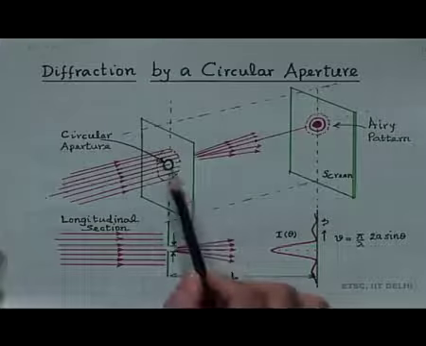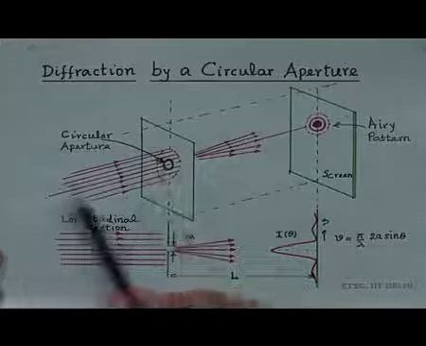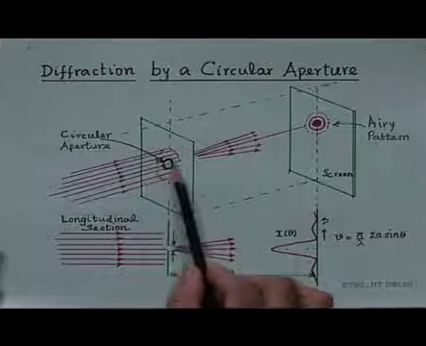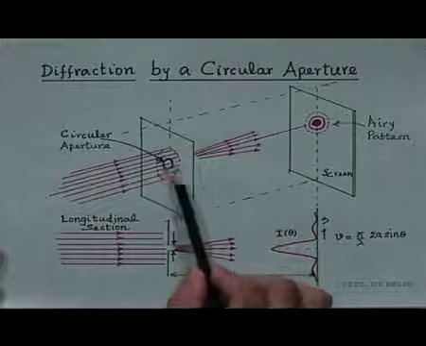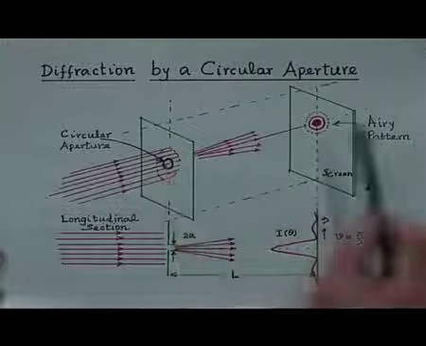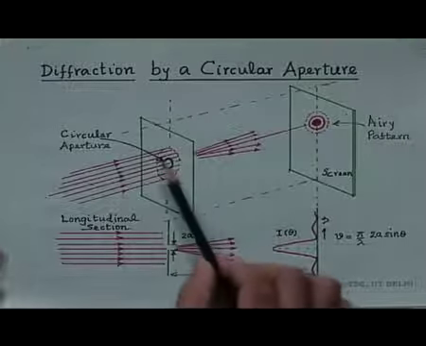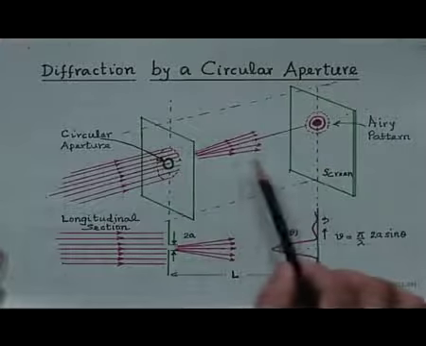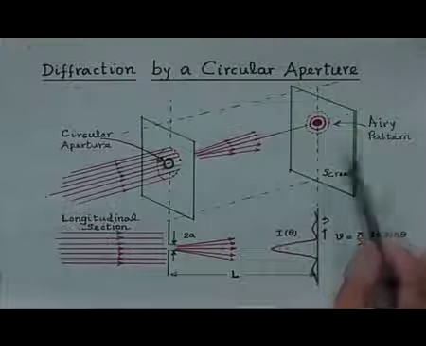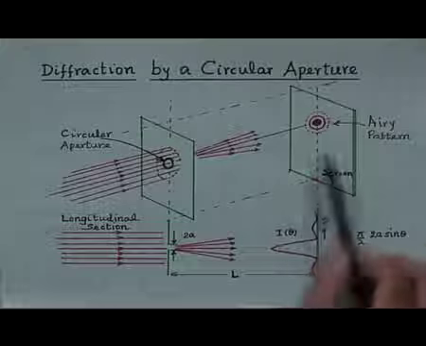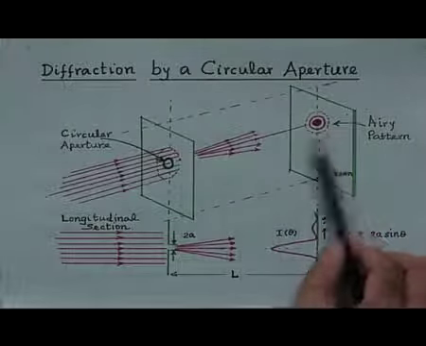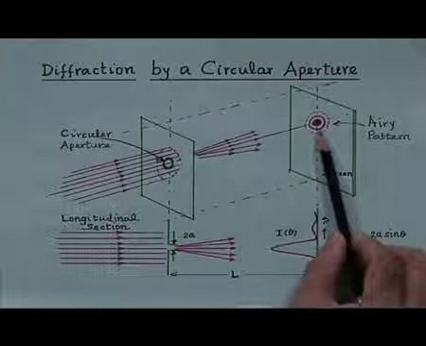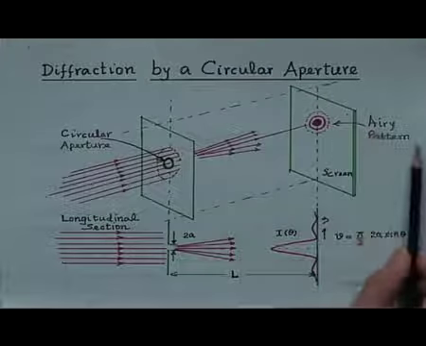So, here is a circular aperture, a beam of parallel light incident on a circular aperture. This is a block and there is an aperture here, a hole through which light passes. Because the aperture is small, there is diffraction taking place, and on a screen placed at a large distance we get what is called the diffraction pattern, and for a circular aperture the pattern is called the Airy pattern.